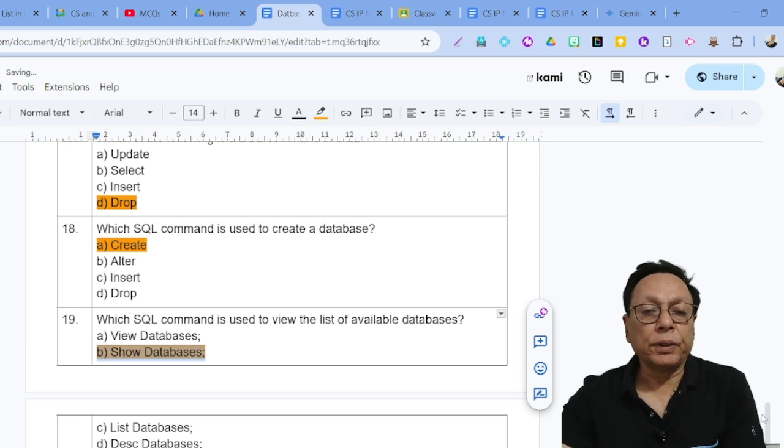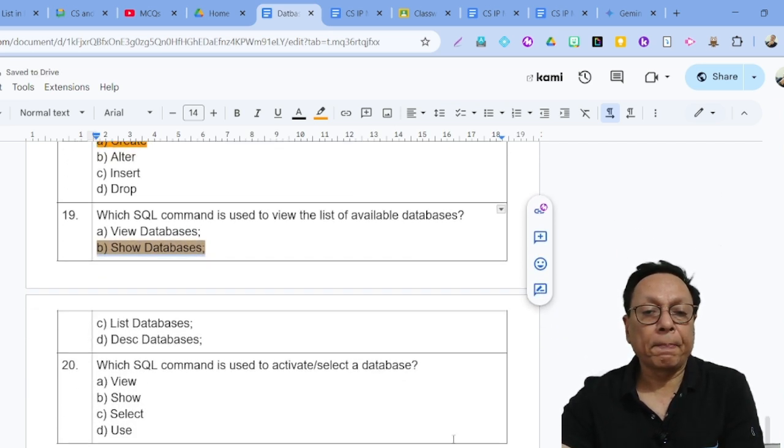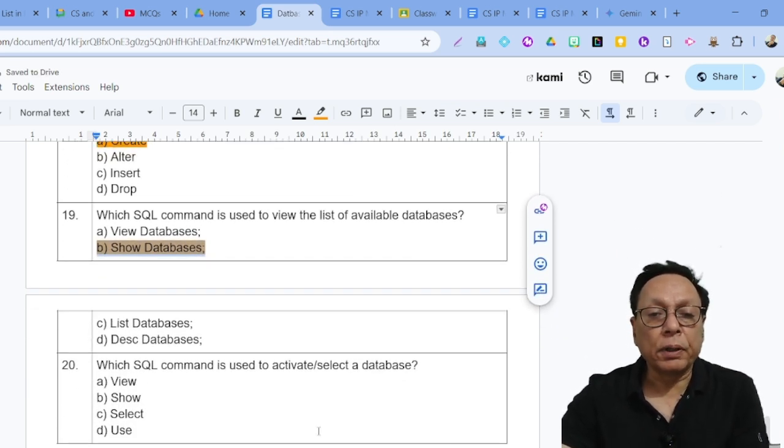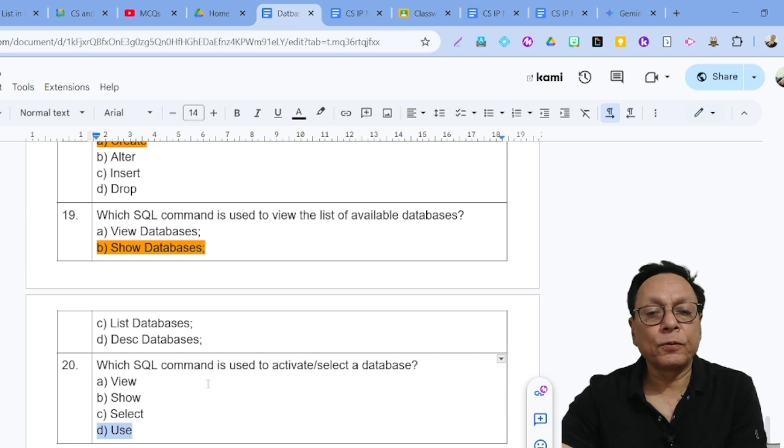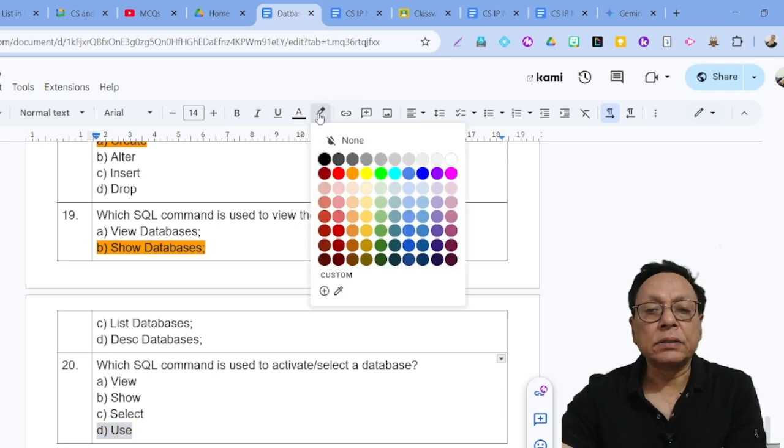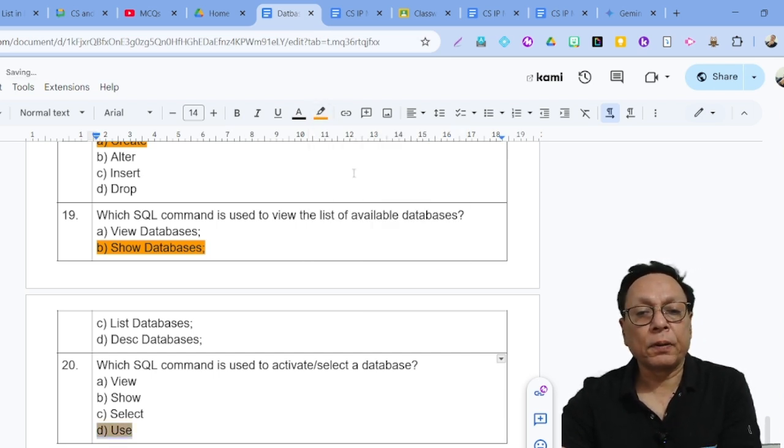Now question number 20. Which SQL command is used to activate or select a database? This is a very simple MCQ. We should go with use. So this is the correct answer of this MCQ.